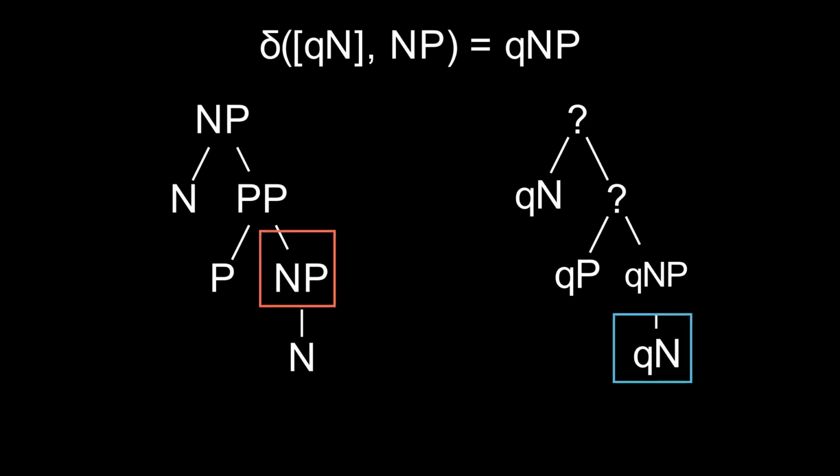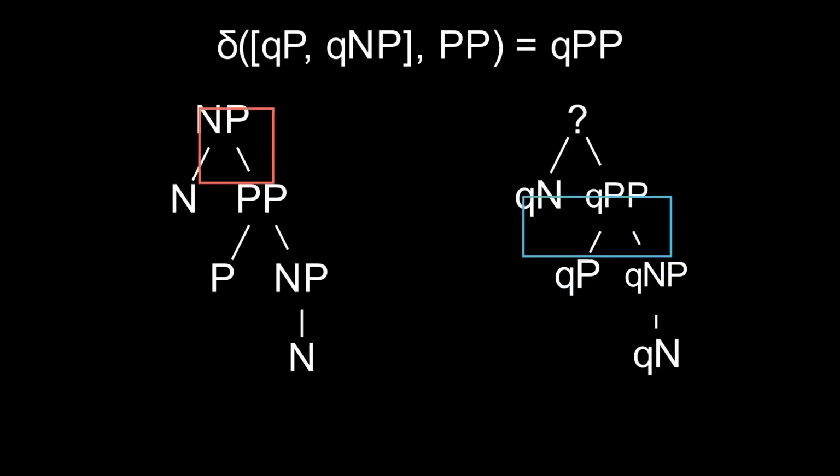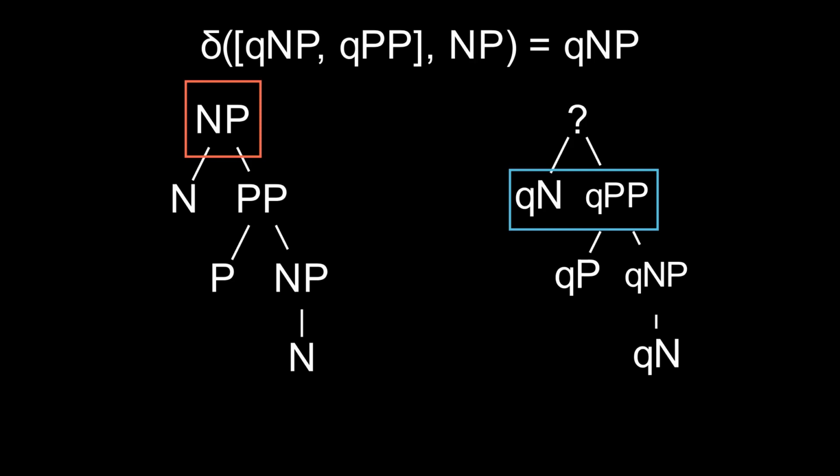Now we go back to the NP's parent, and we have a rule that takes states QP and QNP in a list, along with the symbol PP, and returns state QPP. Now we can go back to the root NP. We have a transition rule that takes the list QN, QPP, along with the symbol NP, and returns the state QNP.